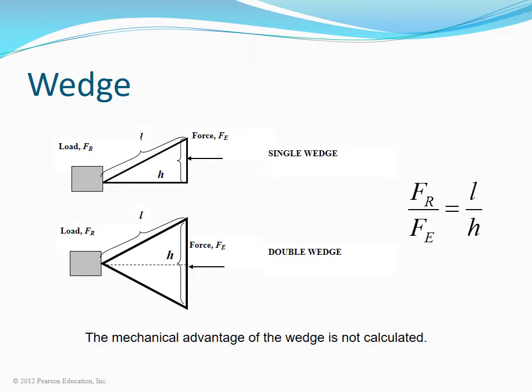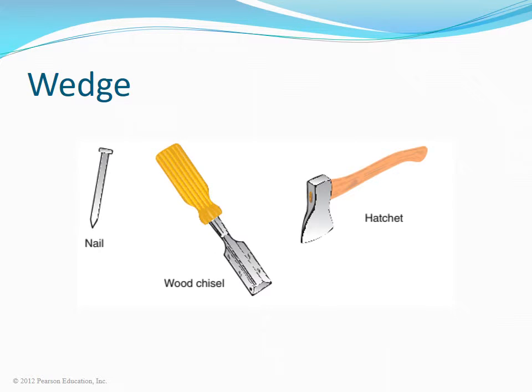A wedge is an inclined plane in which the plane is moved instead of the resistance. Finding the mechanical advantage of a wedge is not practical because of the large amount of friction. A narrow wedge is easier to drive than a thick wedge. Therefore, the mechanical advantage depends on the ratio of its length to its thickness. Examples of wedges are nails, the wood chisel, and the hatchet.